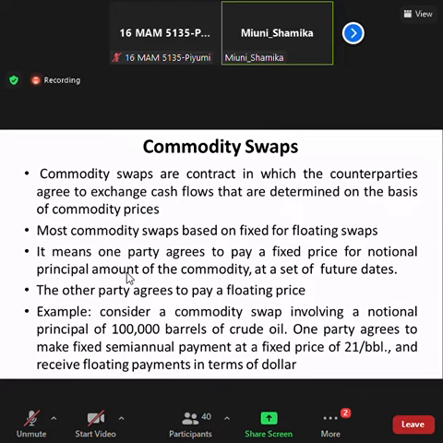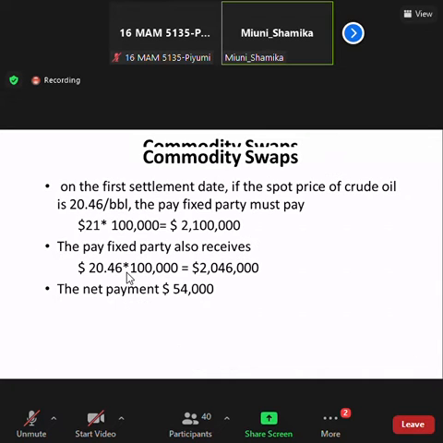So we say $21 per barrel. And the other party will pay a floating payment. So how does it work? On the first settlement date, because this is a semi-annual one, the floating rate is the market price. Earlier, the floating interest rate was the LIBOR rate, the market interest rate. So one party agrees to the fixed price, which is $21. The other party says, I will agree to a floating price, which is the current market price.